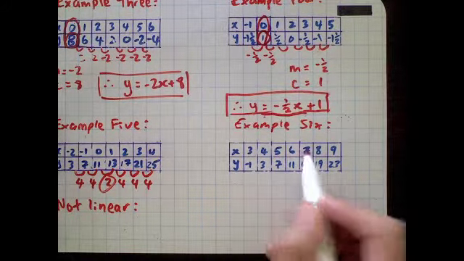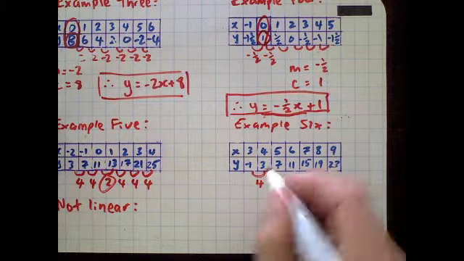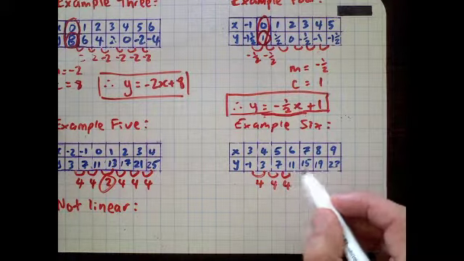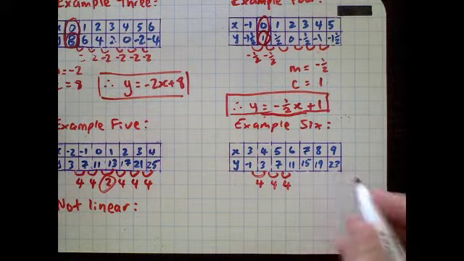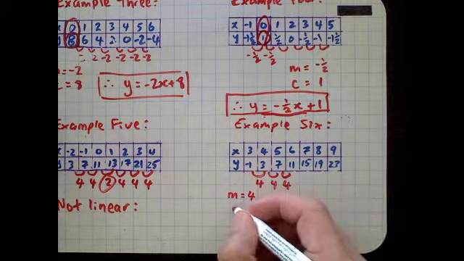Alright, let's just move on to the next one. Check the x values. Cool, they all go up by 1. First difference, well, that goes up by 4. 3 to 7 is 4. 7 to 11 is 4. Well, the next one's going to be 4. Yeah, they all seem to be going up by 4, which tells us that our gradient is equal to 4.